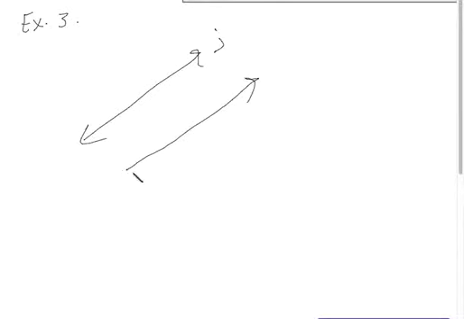All right, let's look at example 3. I'm being told that I have a line J and a line K that are parallel. Oh, it says they're not necessarily parallel. I'm being told that I need to find the value of x that would make these lines parallel.